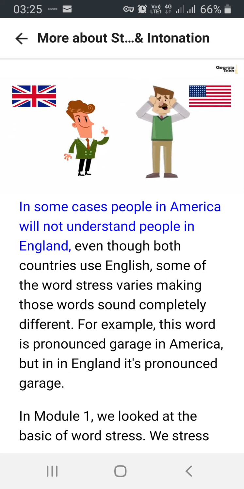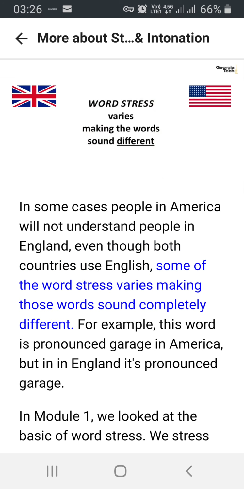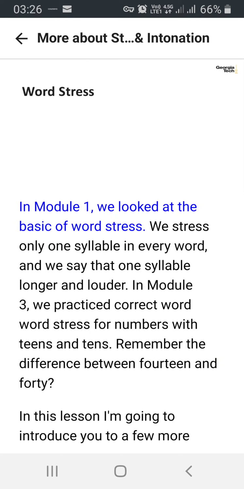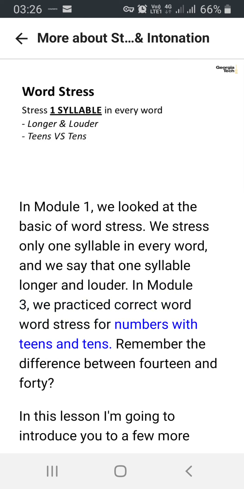In some cases, people in America will not understand people in England. Even though both countries use English, some of the word stress varies, making those words sound completely different. For example, this word is pronounced garage in America, but in England, it's pronounced garage. In Module 1, we looked at the basics of word stress. We stress only one syllable in every word, and we say that one syllable longer and louder. In Module 3, we practice correct word stress for numbers with teens and tens. Remember the difference between 14 and 40?